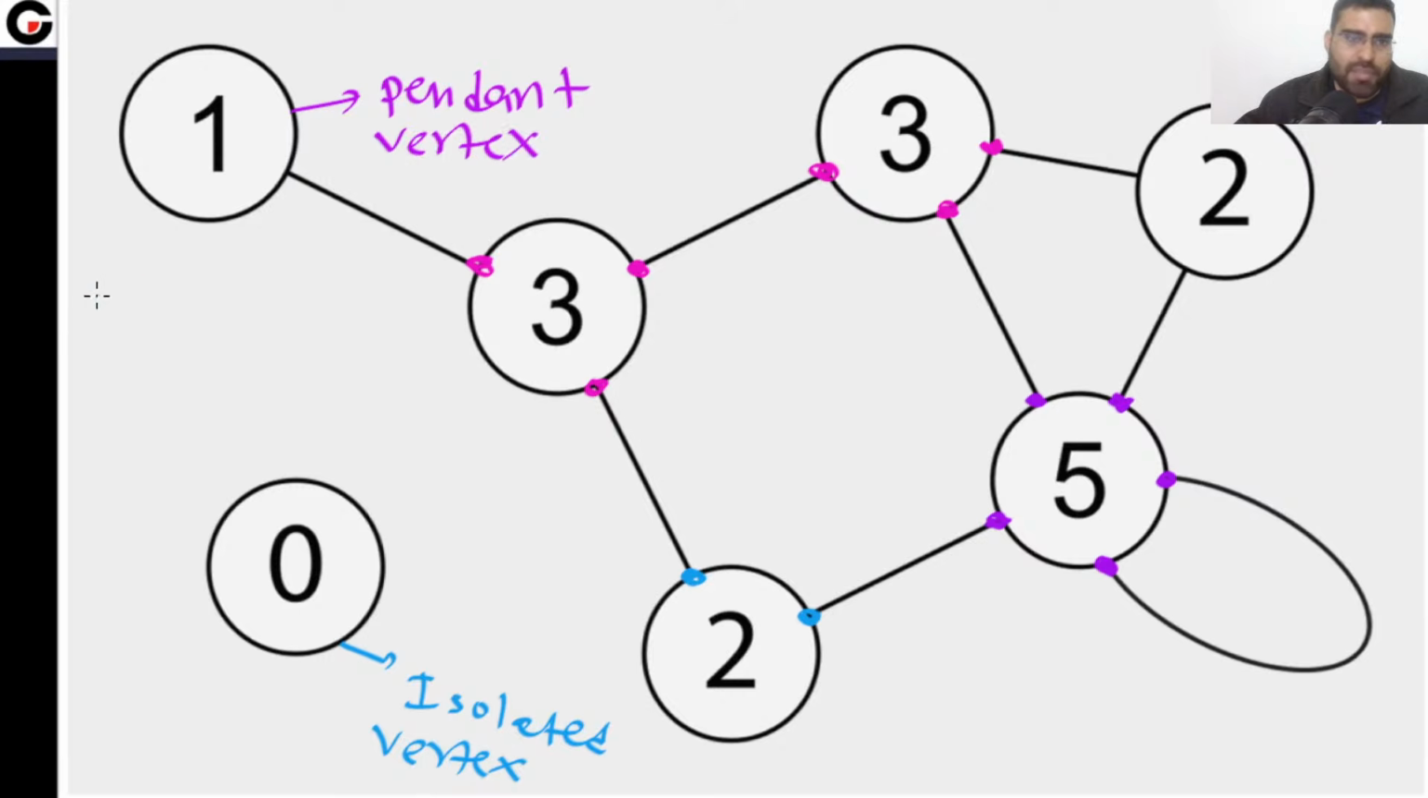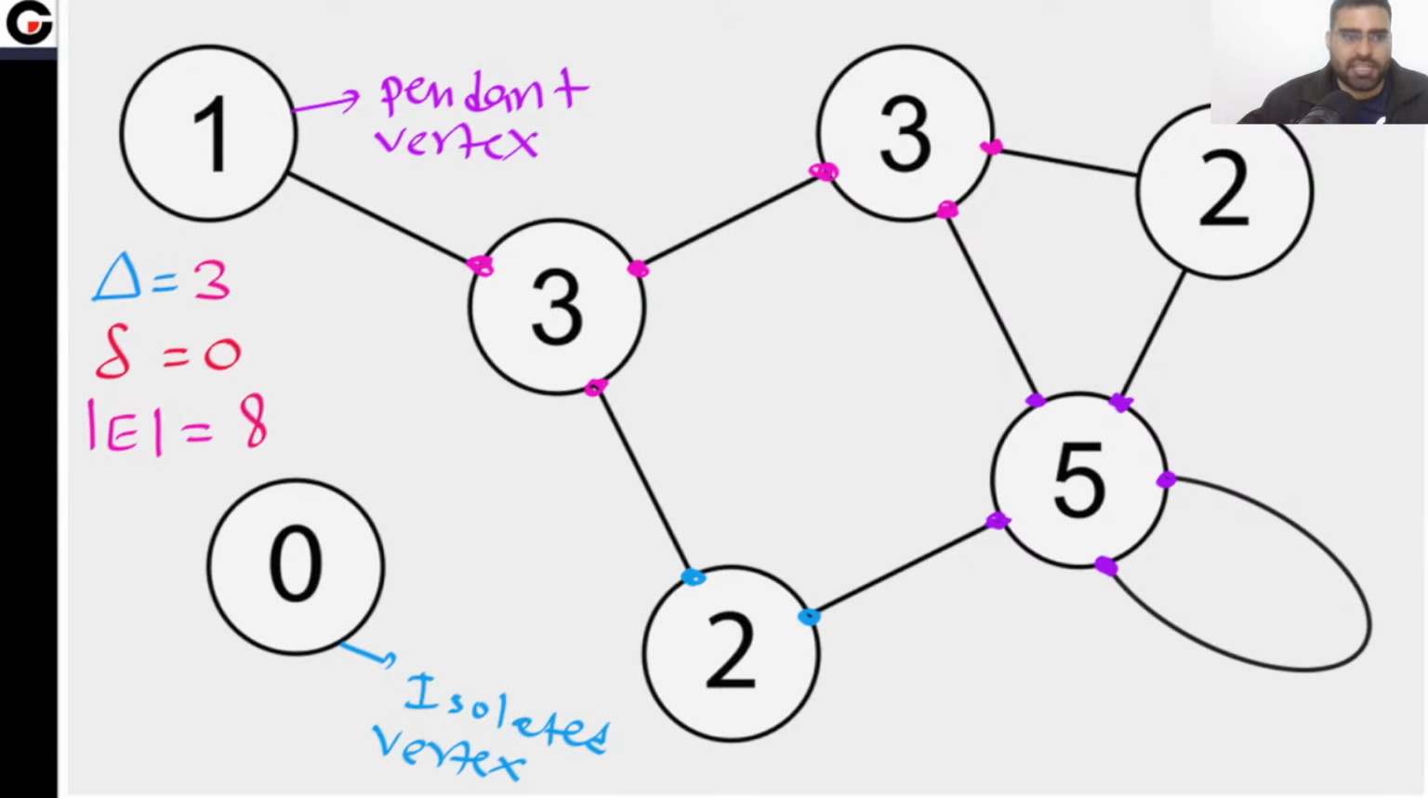Now you tell me, what is the maximum degree of this graph? The maximum degree in this graph is 3. The minimum degree in this graph is 0. What is the number of edges? How many edges are there? You can notice 1, 2, 3, 4, 5, 6, 7, 8.